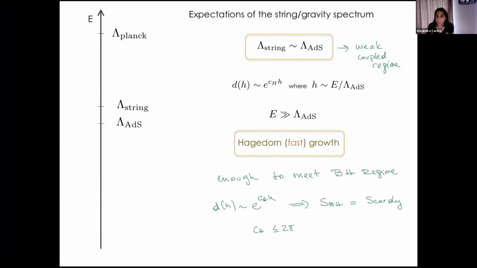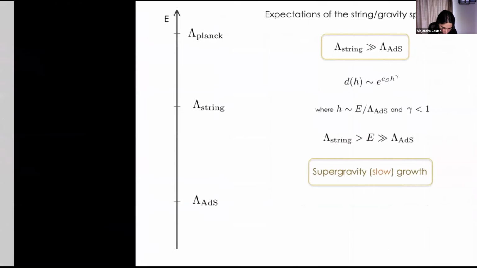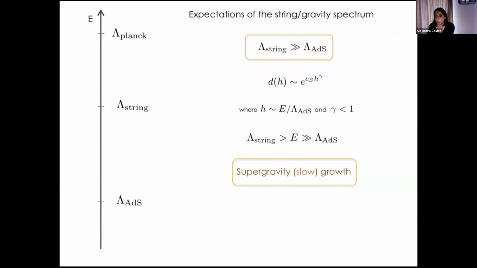But actually, this is not what I want to impose. I don't want to look for theories that have Hagedorn growth. I want something different because what I want is to have a separation of scales. So I want the string scale to be parametrically larger than the AdS scale.